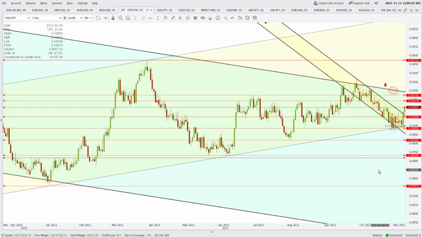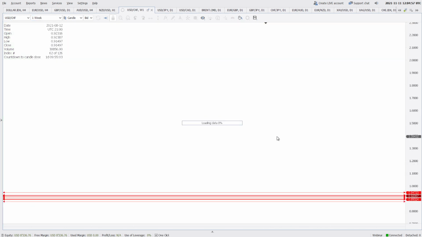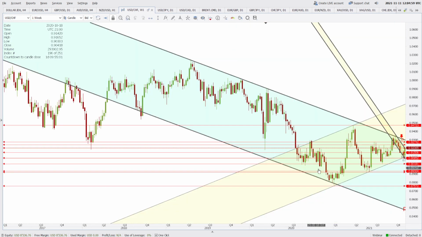Talking about the USD CHF, I am bearish in this one, but right now it has started going up. That means it has broken this daily falling channel and now it is going up. Now the problem here is that on the weekly the trend is up. I'll show you how.